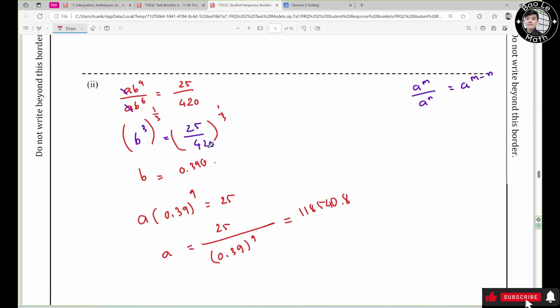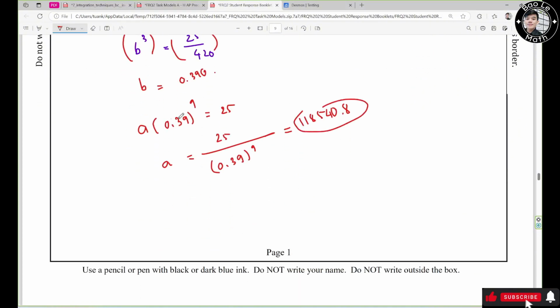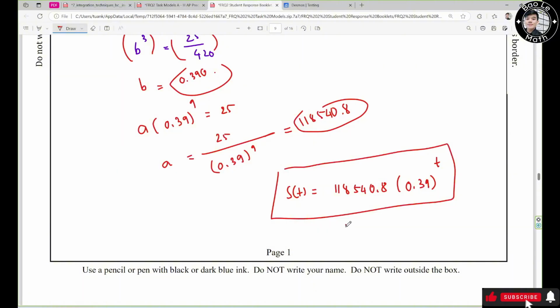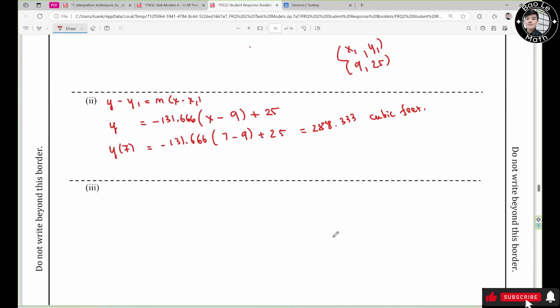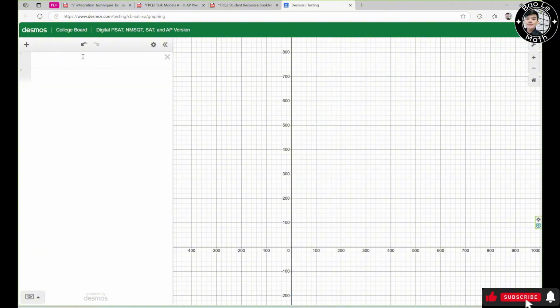Now we're going to go back over here. We see that the equation should be a equal this one and b equal this one. So we have s of t equals 118,540.8 times 0.39 raised to the t. This is the exponential function when t is greater than or equal to 6. Now the question asks us to determine if the average rate of change is greater than or less than the average rate of change from t equals 6 to 9. Now we're going to graph this one on the dash mode to see what happens.